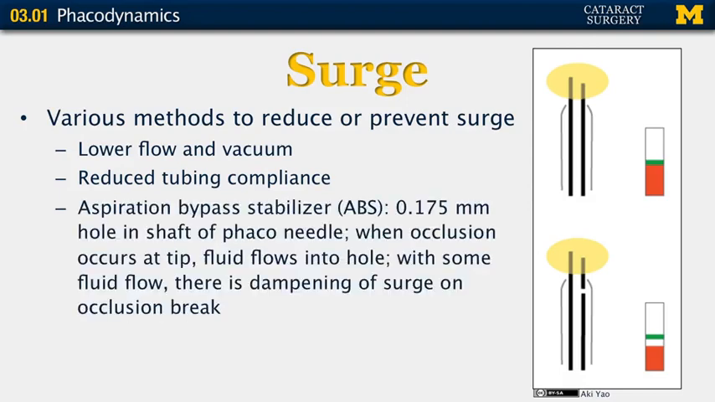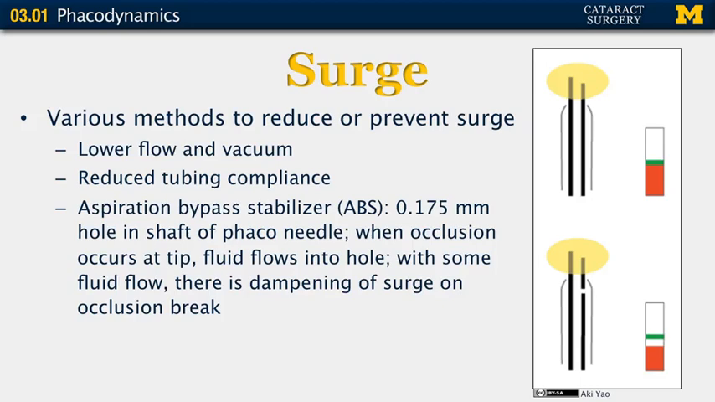And lastly, I want to mention what we call the aspiration bypass stabilizer, the ABS. You can see it pictured on the right side here of the screen, and on the bottom you see a small hole that's actually drilled in the shaft of the phaco needle. And what this does is actually allows some fluid to go into the phaco handpiece even when the tip is occluded, as it's supposed to be demonstrated in this picture here. So with some fluid flow, there's actually dampening of surge once the occlusion does break.